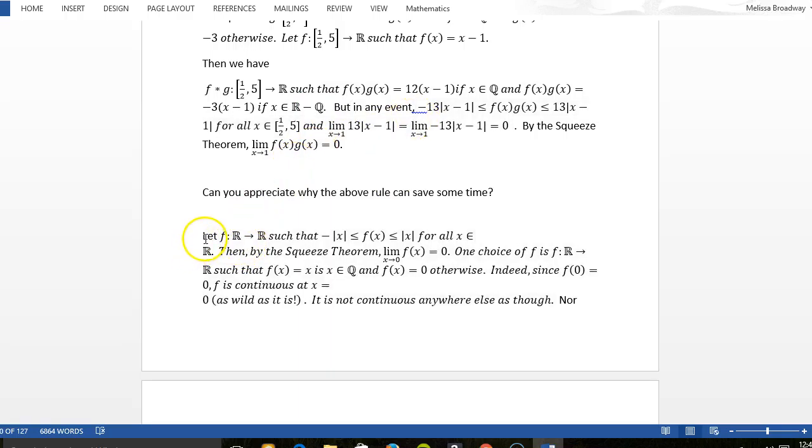Let's move on. Let f be a function from R to R such that this is the case right here for all x in R. Notice that we don't even know what f looks like in concrete terms. Then by the squeeze theorem, the limit as x goes to 0 of f(x) equals 0, because this guy right here goes to 0 as x tends to 0, and so does this guy. So this guy in the middle would have to tend to 0 by the squeeze theorem.